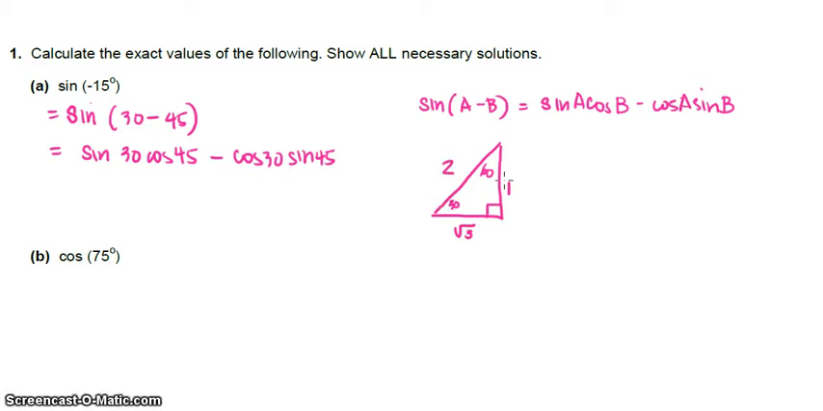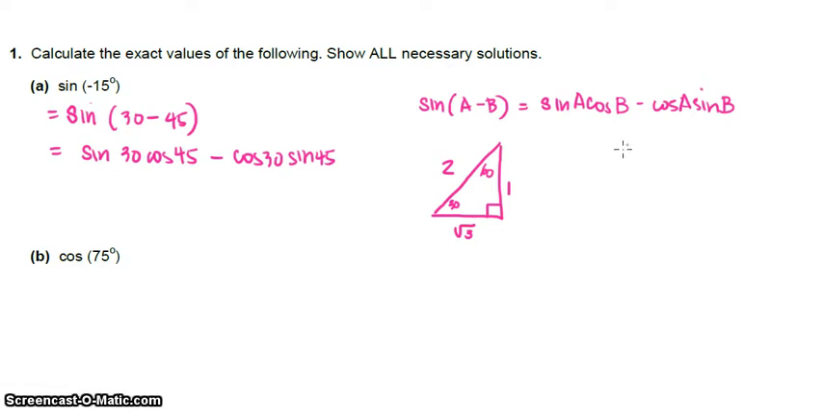This video will not show you how this was derived, but since we will be applying it, you need to know that in a 30, 60, 90 triangle, the side opposite 30 is 1, the side opposite 60 is square root of 3, and the hypotenuse is equal to 2.